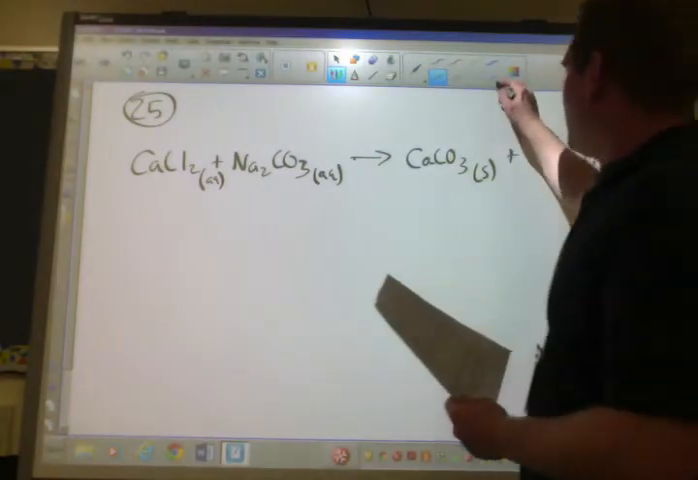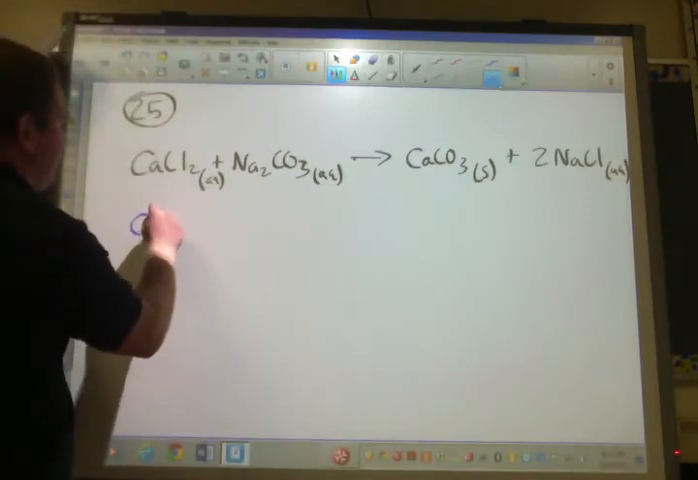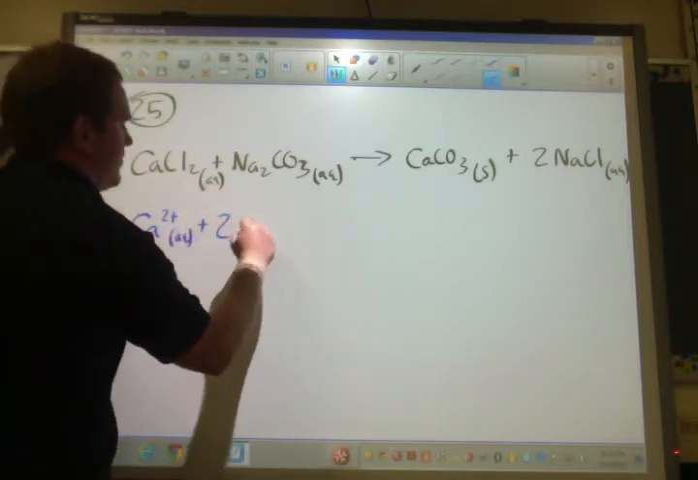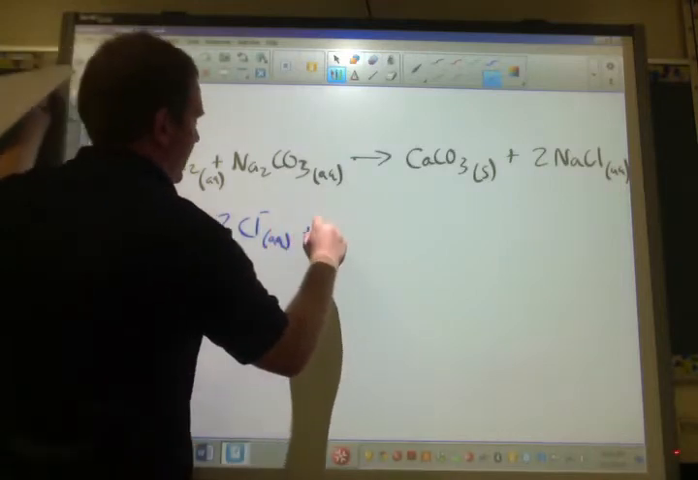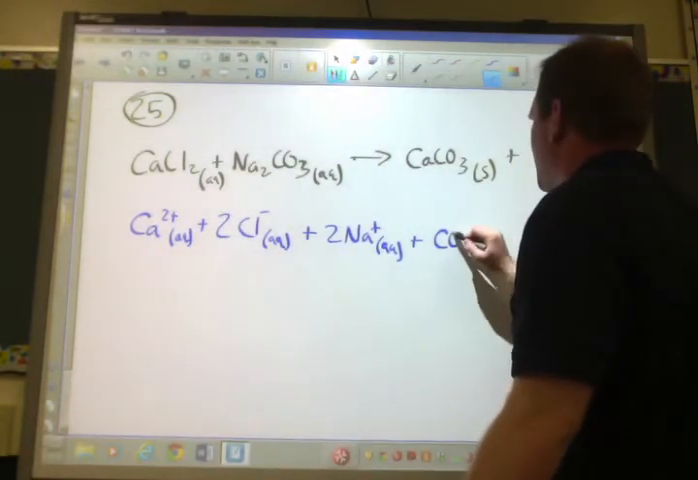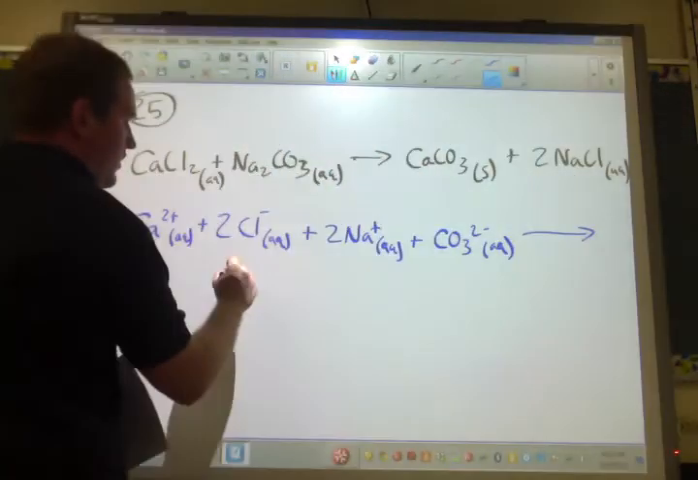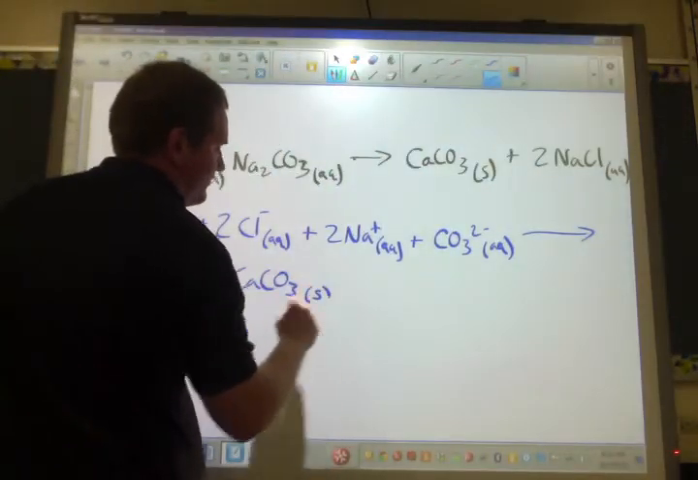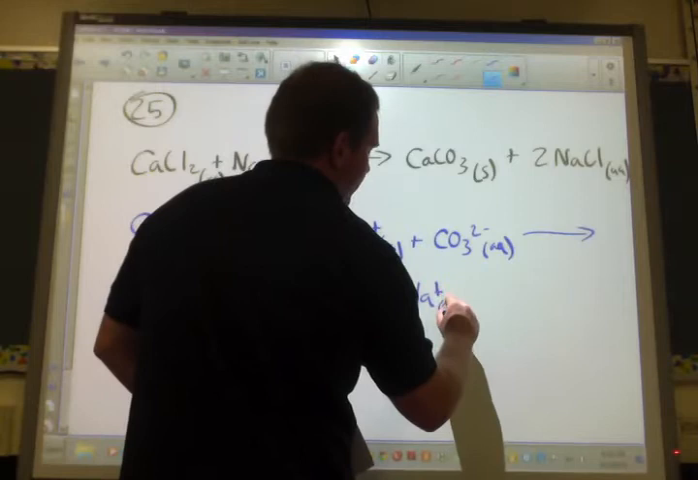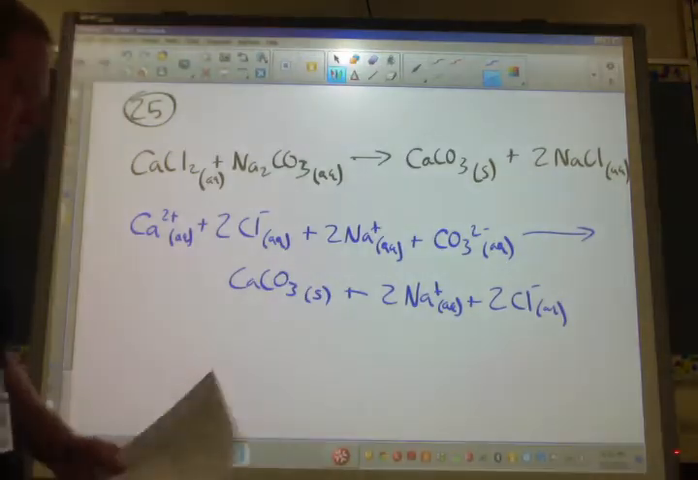Now for my total ionic equation, I'm basically splitting up all my aqueous species and accounting for all my ions. So, calcium 2 plus, aqueous. I know that because this is aqueous. Plus 2 chloride ions, aqueous. Plus 2 sodium ions, aqueous. Plus 1 carbonate, aqueous. Yields CaCO3 solid. Keep your solids together. Plus 2 Na plus aqueous. Plus 2 Cl minus aqueous. That's my total ionic equation.